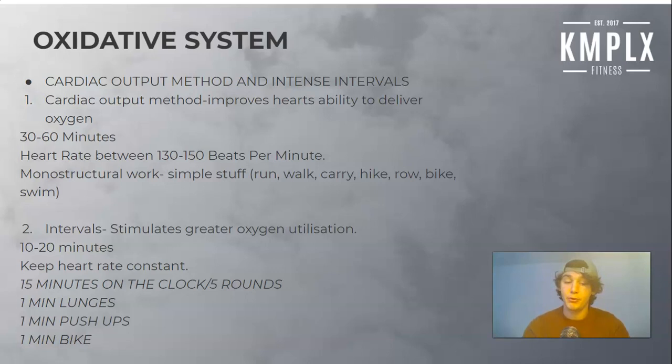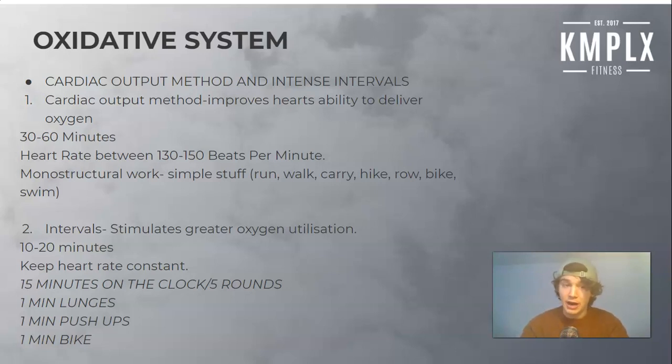Then you could break for a minute, jump onto a bike, an assault bike or a spin bike, keep your heart rate, and then you could go for a jog. Again, 30 minutes minimum. The next one is intervals. So this stimulates greater oxygen utilization. This can be anywhere from 10 to 20 minutes of work.